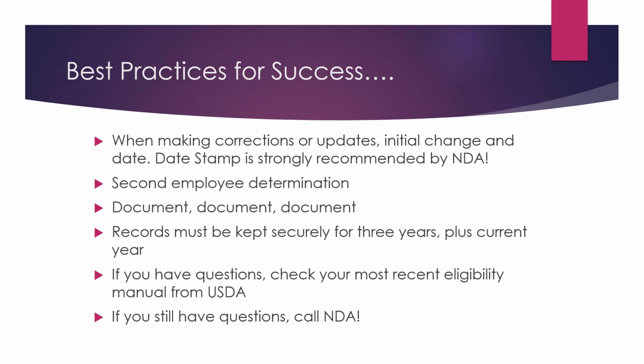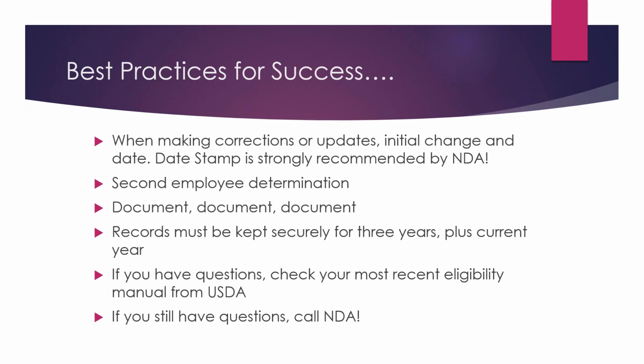The third area is just document, document, document. So anytime a family member is spoken to or more information is needed, document that information by the staff person's initial and a date, and also if any changes are made to the benefits for meal applications. Keep in mind that the records must be kept securely for 3 years plus the current year. If there's any administrative review reports or findings of information, they must be kept longer.